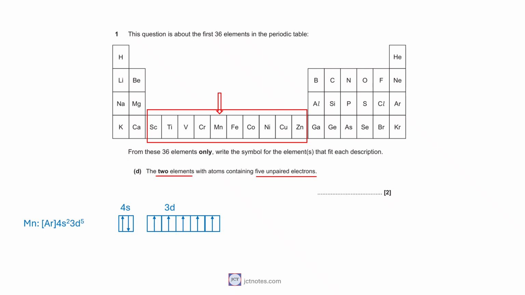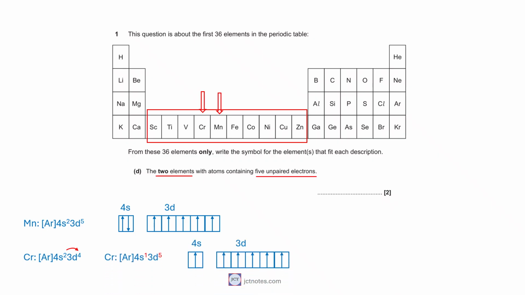The second one is chromium, Cr. Chromium is an exception. Instead of going for 4s2, 3d4, it promotes 1 electron from the 4s into the 3d to get a half-filled d subshell, which is more stable. So, its actual configuration is argon core, 4s1, 3d5. Chromium technically has 6 unpaired electrons in total, 1 in 4s and 5 in 3d.